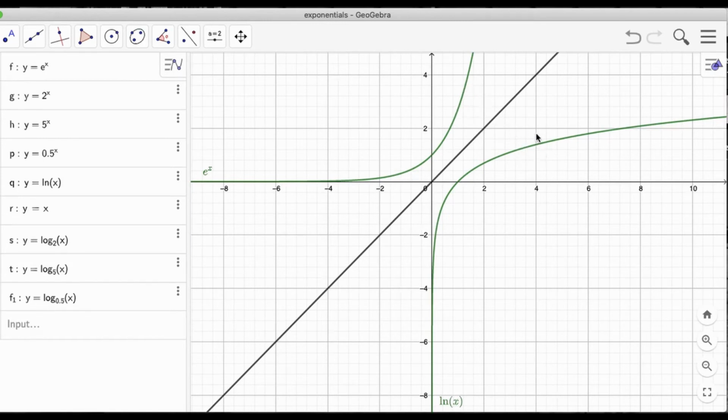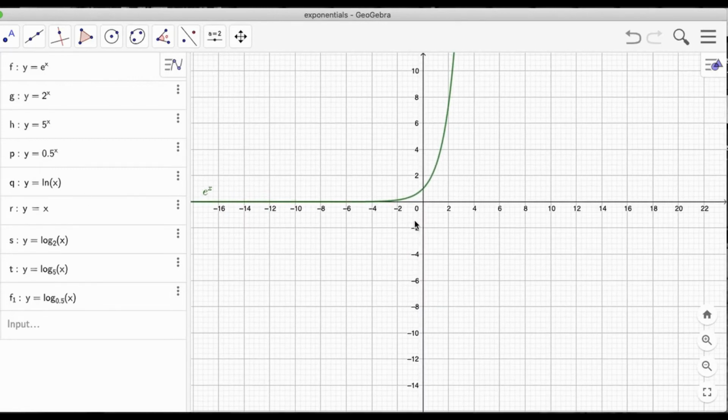You just interchange x and y, so they have to be symmetric. The base can be changed. It's not the only exponential we have. For example, instead of e to the x, we can take 2 to the x. 2 is a little bit less than e, so it grows slower than e to the x. We can take 5 to the x, it grows faster.